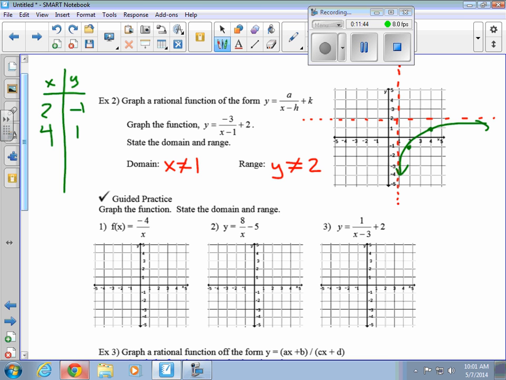Okay, notice what happened to it. Is that in the same spot we were before? No, because of this negative sign, right? Negative sign and that negative 3. Okay, now we have to also do the other branch, don't we?